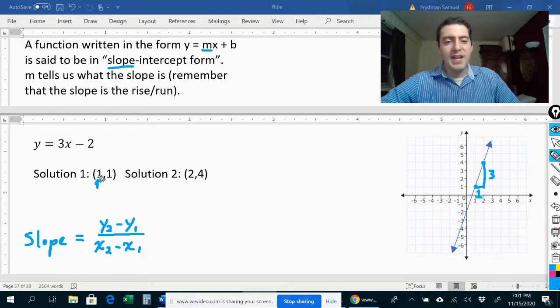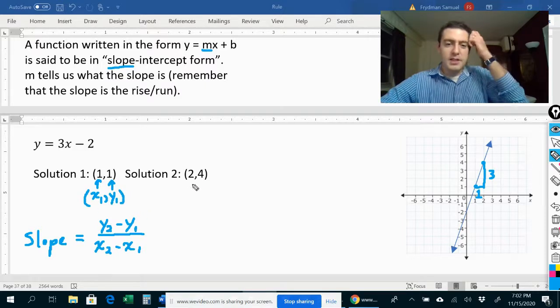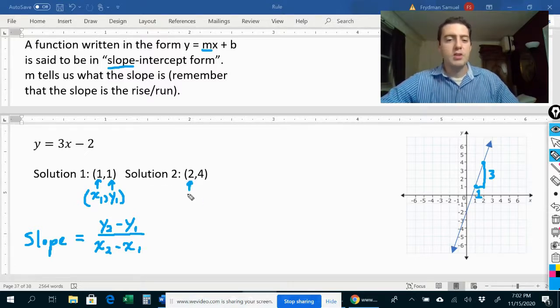This is the x value of solution 1. So I can just give it a name and call it x1. And this number over here is the y value for solution 1. So I could give that a name also and call it y1. Okay, and similarly over here, this is the x value of solution number 2. So I can call that x2. And this is the y value for solution number 2. So I can just name that y2.